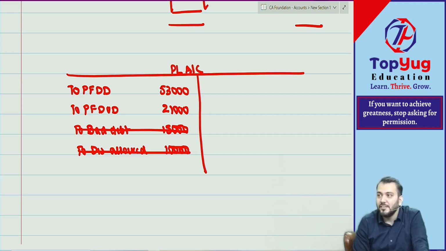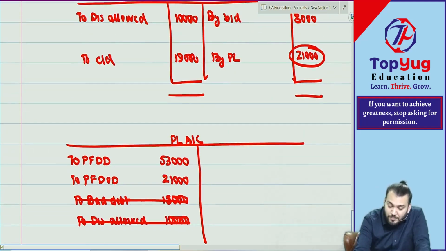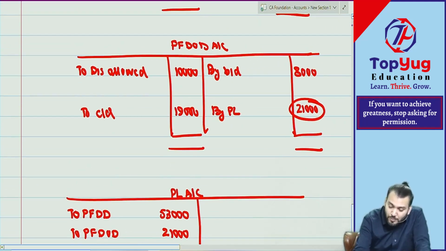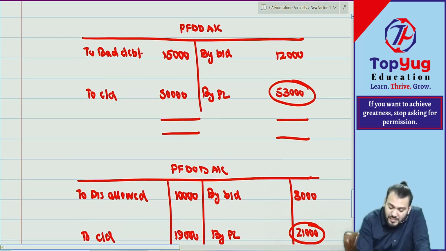For this March journal entry you have done provision for doubtful debt to bad debt, which means it is not transferred to the PL account. It is transferred to which account? Provision for doubtful debt account, and you are creating this 53 now. This 53 you are transferring to PL.